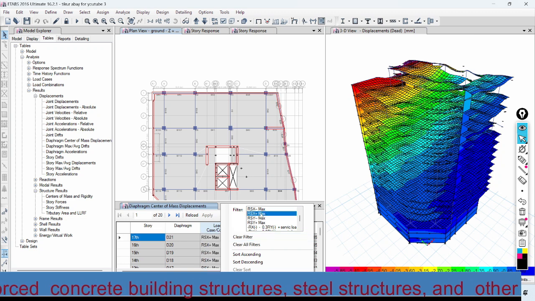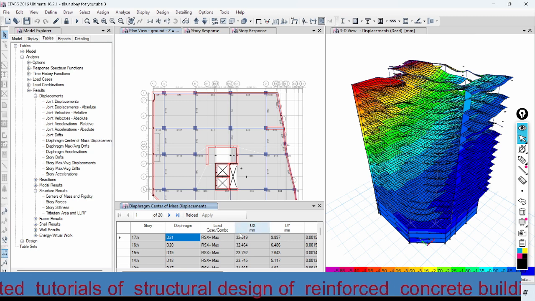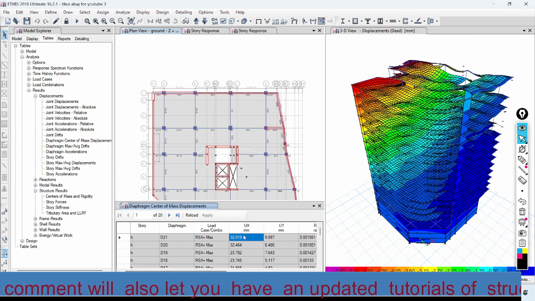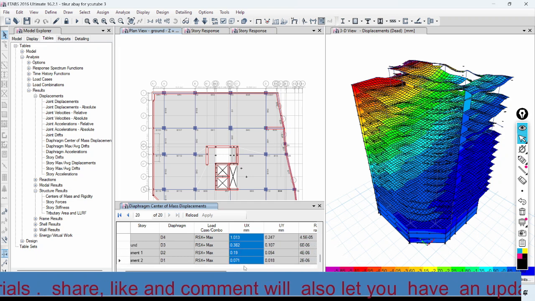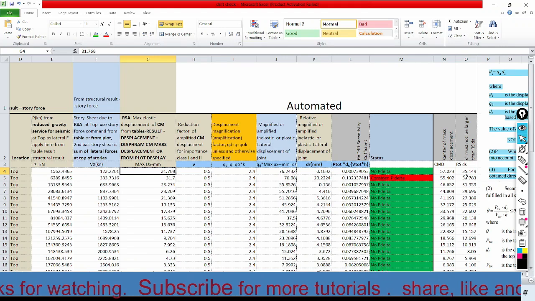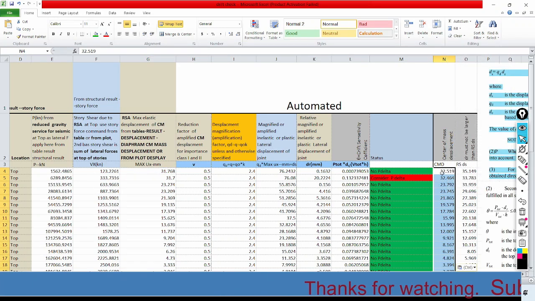Response spectrum in positive x direction. So just take this value, Control C, and paste it. So here, this is the lateral displacements of the center of mass after considering P delta.